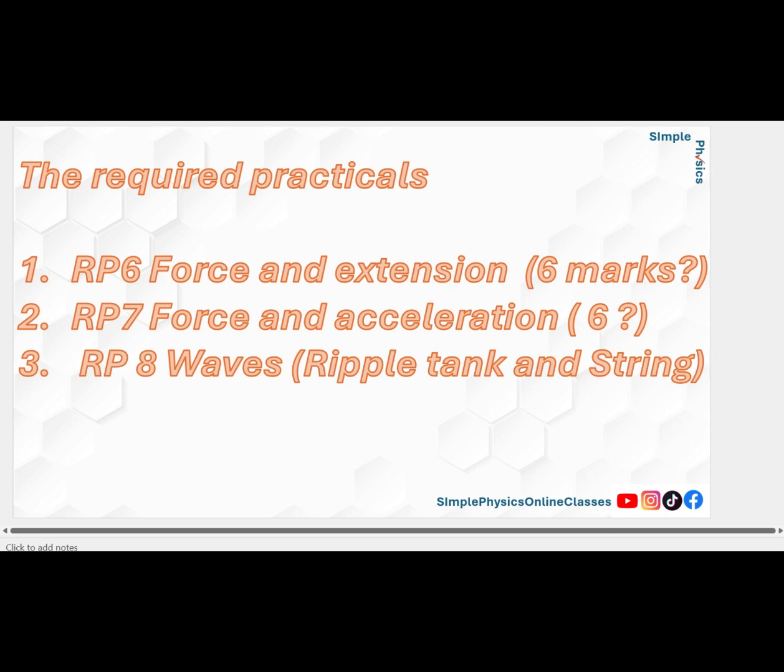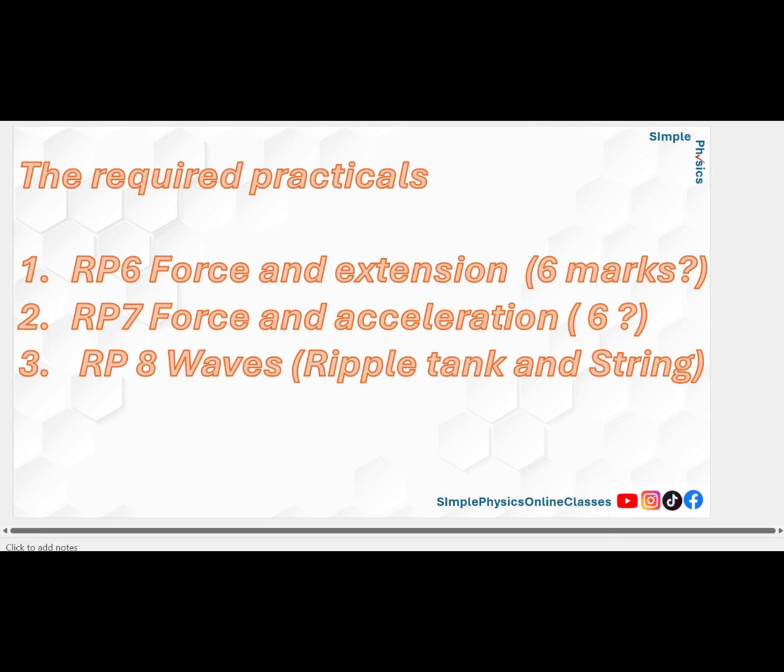RP7, Newton's second law, force and acceleration, came up last year, but in terms of calculations and a bit about, I think, a graph. I'm not sure. Maybe that could come up because I haven't done a 6 marker on that. Well, the 6 marker on that is a bit difficult to describe, as you'll see.